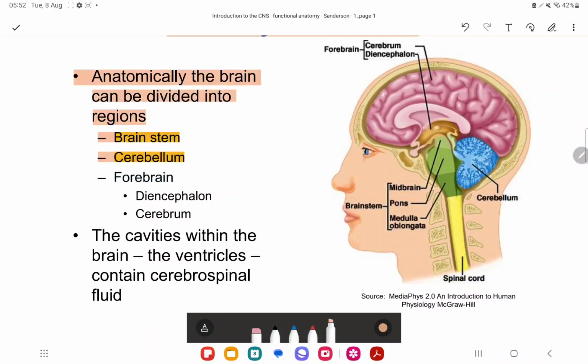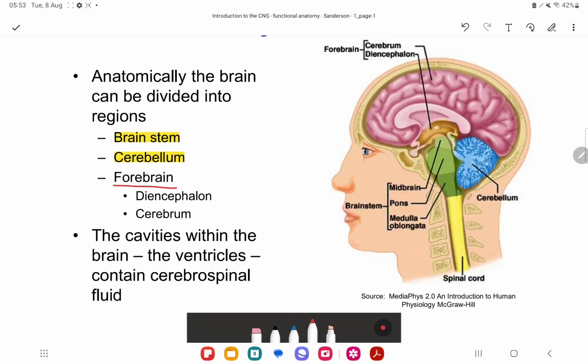And the forebrain. So just to say that again, just so it processes, the brain can be divided into three parts. Part one, the brainstem. Part two, the cerebellum, and part three, the forebrain.